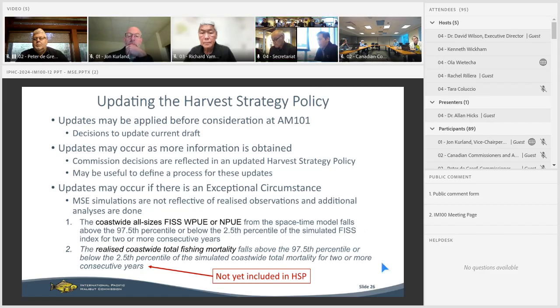One that was recommended by the SRB was to include a second exceptional circumstance, and that's if the realized coast-wide total fishing mortality falls outside of the simulated coast-wide total mortality for 2 or more consecutive years. And that would basically be an indication, like, wow, the simulations are really not what's actually happening in reality. And so again, it's just a different way to look at that. And the MSAB and the SRB both provided that recommendation, yet to be included in the harvest strategy policy.